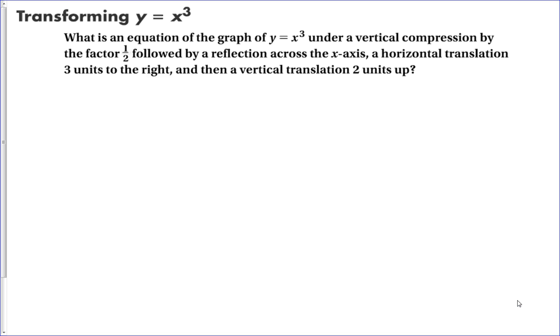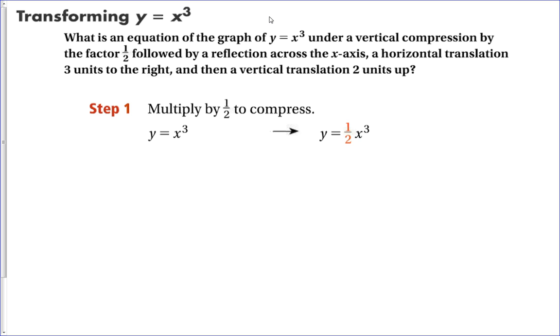So let's first tackle the vertical compression by a factor of 1/2. Well, if you remember back to our transformations unit, for a vertical compression by a factor of 1/2, you just take your function and multiply it by 1/2. So step 1, we're going to multiply by 1/2 to compress. We have y equals x cubed, and we simply multiply that by 1/2, so we have y equals 1/2 x cubed. Now this is our new function.